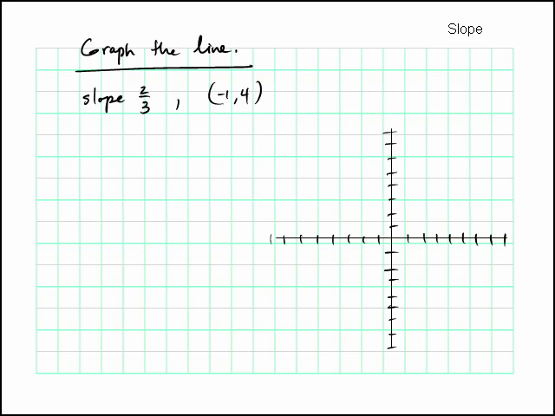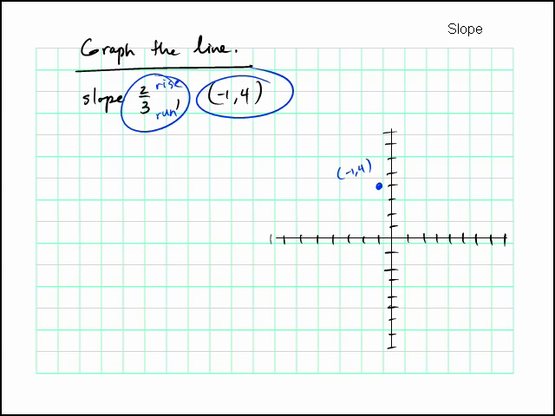All right, let's start by plotting this point right here. -1, 4 would be right about here. 1, 2, 3, 4. -1, 4. Now the slope, if you recall, is rise over run.